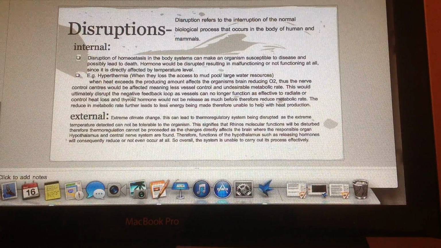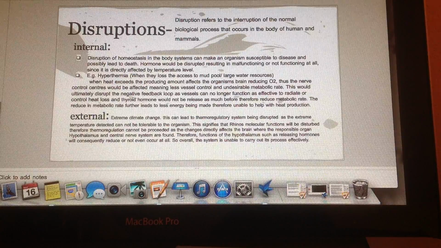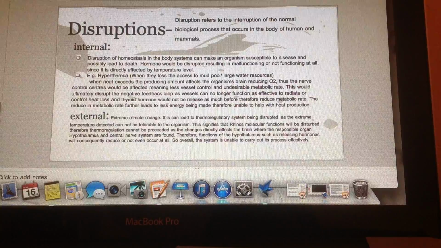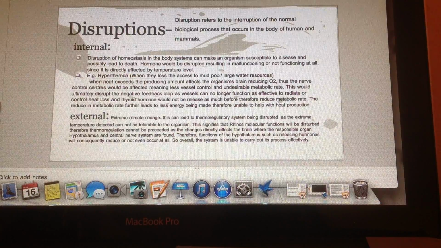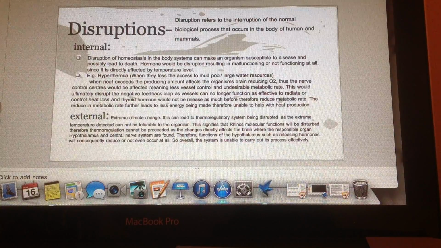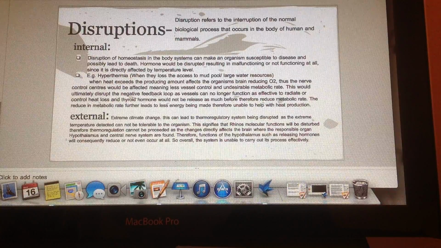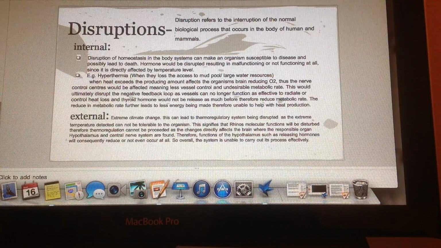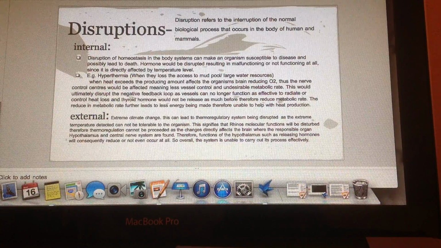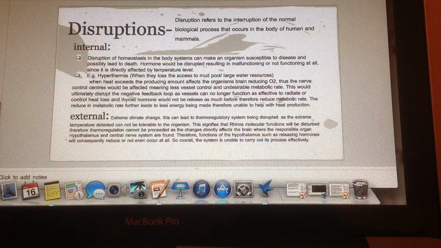Externally, this can refer to extreme climate change. And this can lead to the thermoregulatory system being disrupted, as the extreme temperature detected can be intolerable to the organism. This signifies that the rhino's molecular functions will be disturbed, therefore thermoregulation cannot proceed or take place, as the changes directly affect the brain, where the responsible organ, the hypothalamus, and the central nervous system are found. Therefore, functions of the hypothalamus, such as releasing hormones, will consequently reduce or not occur at all. So overall, the system is unable to carry out its process effectively.